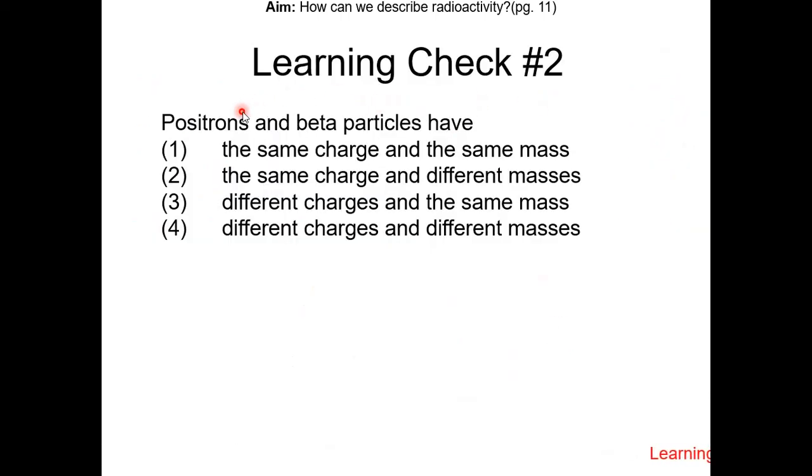Learning check number 2. Positron and beta particles have what? Pause the video and resume as completed. From Table O, they have different charges and the same mass. Choice 3.